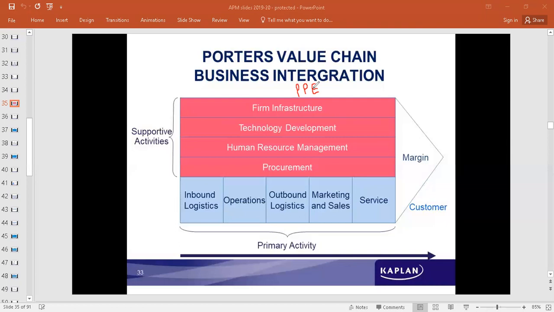So all these activities, the primary activities and the supportive activities together, are here to enhance the value that is provided to the end user, the customer. Their focus is on maximizing the value offered to the customer. So that's the model explained by Porter's value chain business integration model.